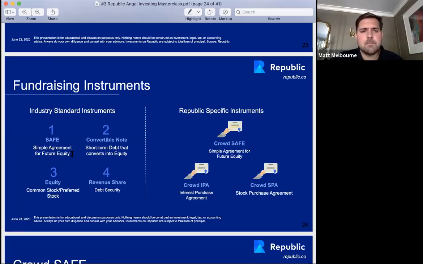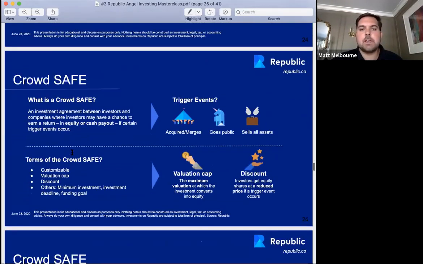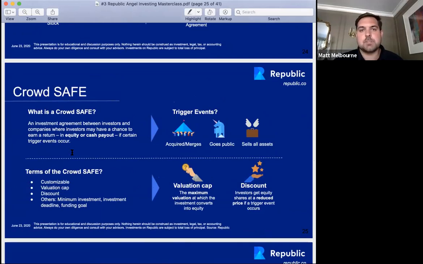Companies using the SAFE on the Republic platform, the most common instrument, will pick two key terms. The first is the valuation cap, which is the maximum valuation at which their security will convert to equity. It's a fancy way of thinking about what valuation they're investing in, and it gives them that upside potential.